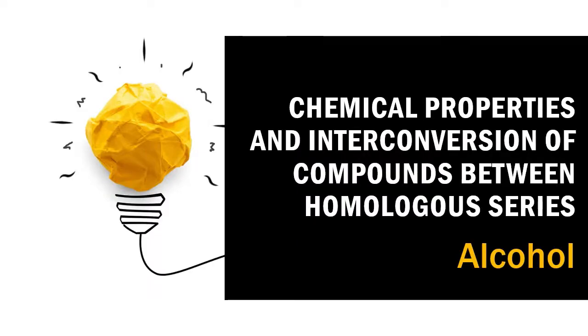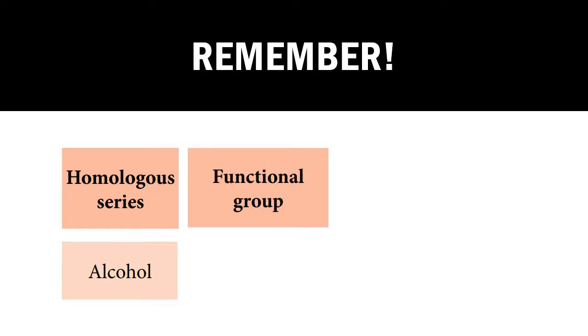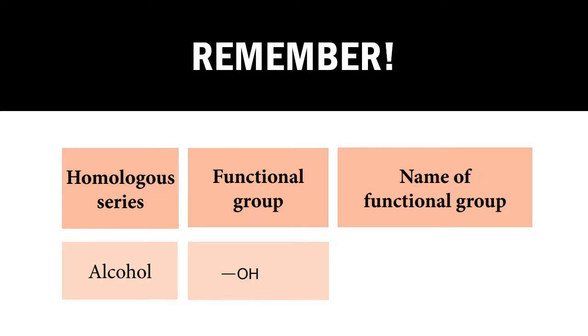Today we are going to learn about chemical properties and interconversions of compounds between homologous series. For your information, we are focusing on alcohol. Before we move to the chemical properties, we have to remember that the name of this homologous series is alcohol, and the functional group for this homologous series is OH. The name of this functional group is hydroxyl group.